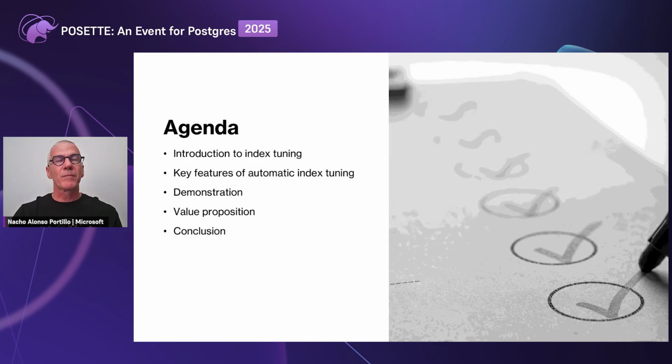So first of all, let's jump into the agenda. Topics we will cover are an introduction to index tuning, the process of index tuning, explaining what it is about, and the key features of this automatic index tuning capability that Azure Database for PostgreSQL has built in. I'll walk you through a demonstration to configure automatic index tuning and see how index recommendations are rendered, how you can access them, and how you can implement them. And then we'll walk through the value proposition of the feature and finally wrap up with the conclusion.